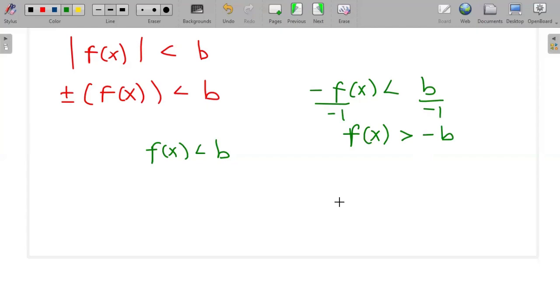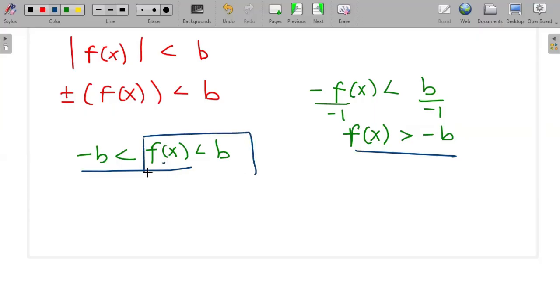minus b. So in short, whenever you have a modulus less than a single value like that, you should always write your equation in this form. You can see this part is where f of x is greater than minus b, and the other part that we get when we multiply by the positive is this part here. That's how you should always treat a less than or equal to. It will be in the same fashion.